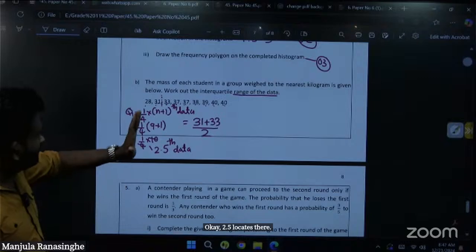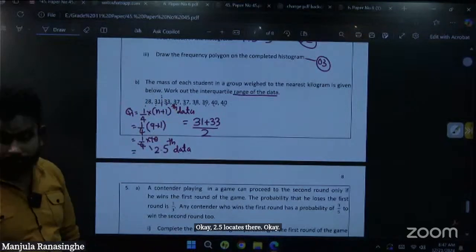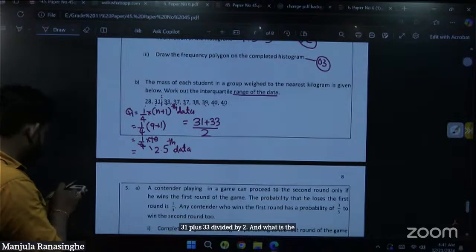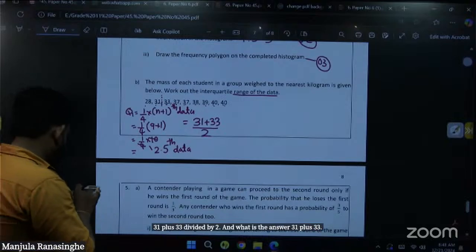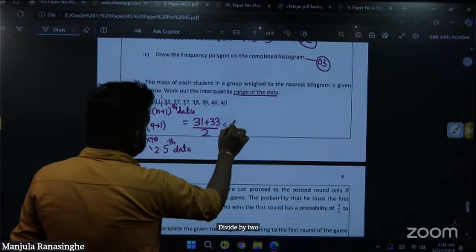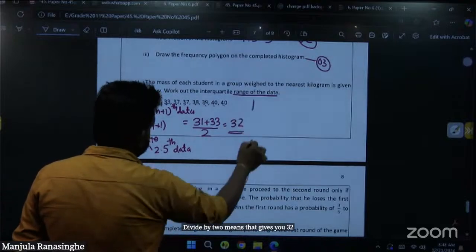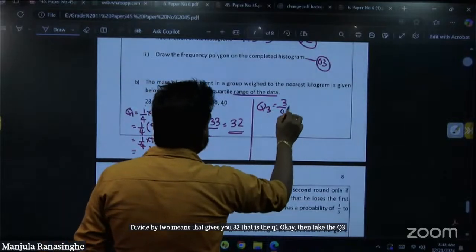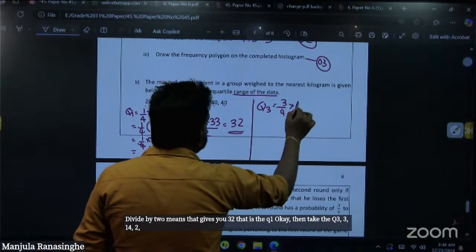31 plus 33 divide by 2. And what is the answer? 31 plus 33 divide by 2 gives you 32. That is the Q1. Okay, then take the Q3, 3/4 into n plus 1, which is 10.